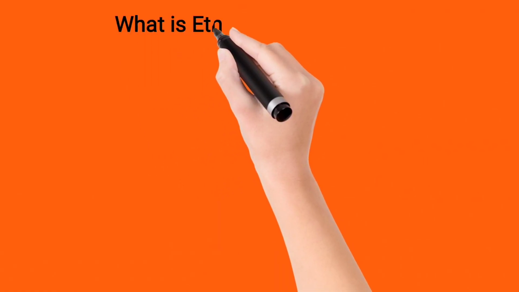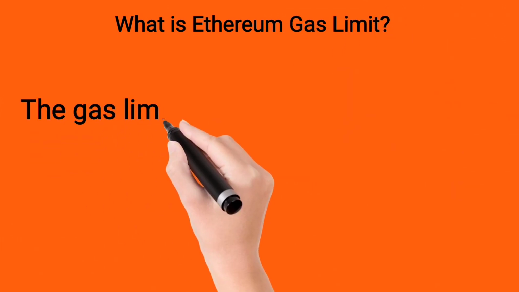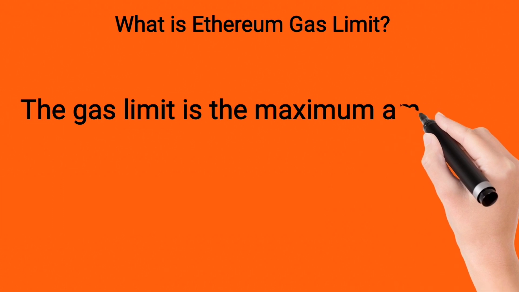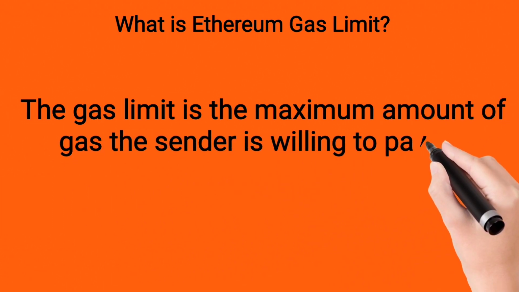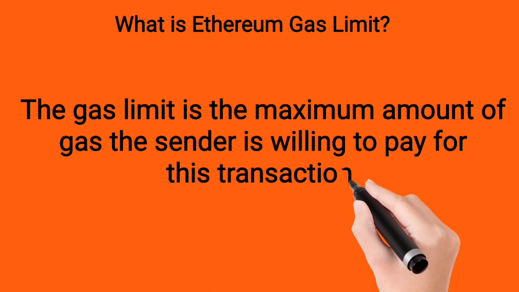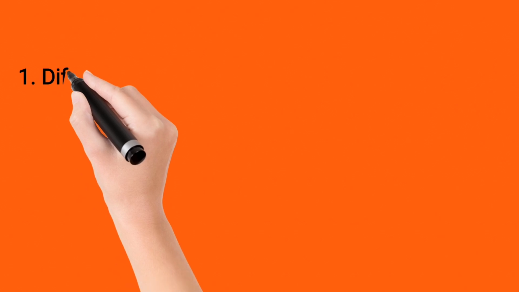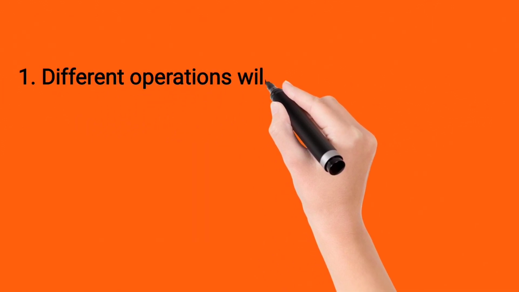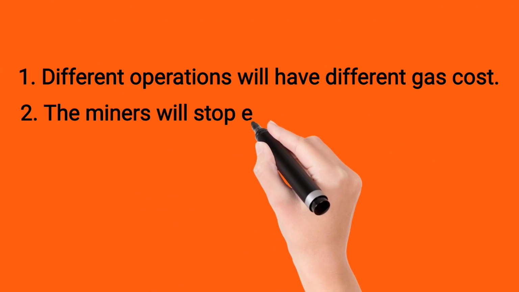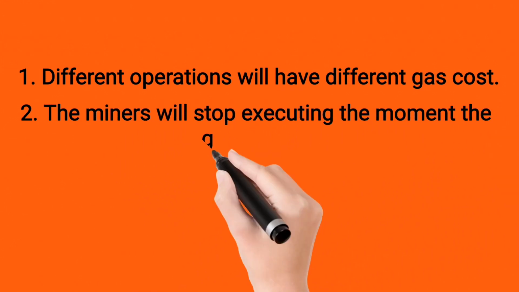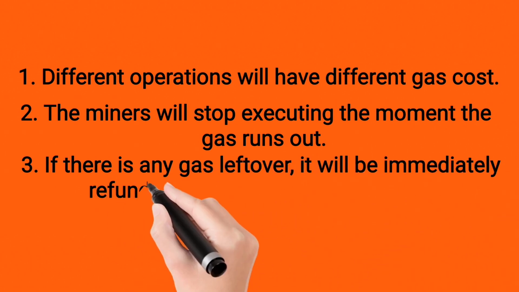Before we go further, it is important to know the concept of gas limit. What is the Ethereum gas limit? In order to get an operation done on Ethereum, the sender of the transaction must specify a gas limit before they submit it to the network. The gas limit is the maximum amount of gas the sender is willing to pay for this transaction. When specifying a gas limit, the following points should be considered. Different operations will have different gas costs. The miners will stop executing at the moment when the gas runs out. If there is any gas left over, it will be immediately refunded to the operation generator.